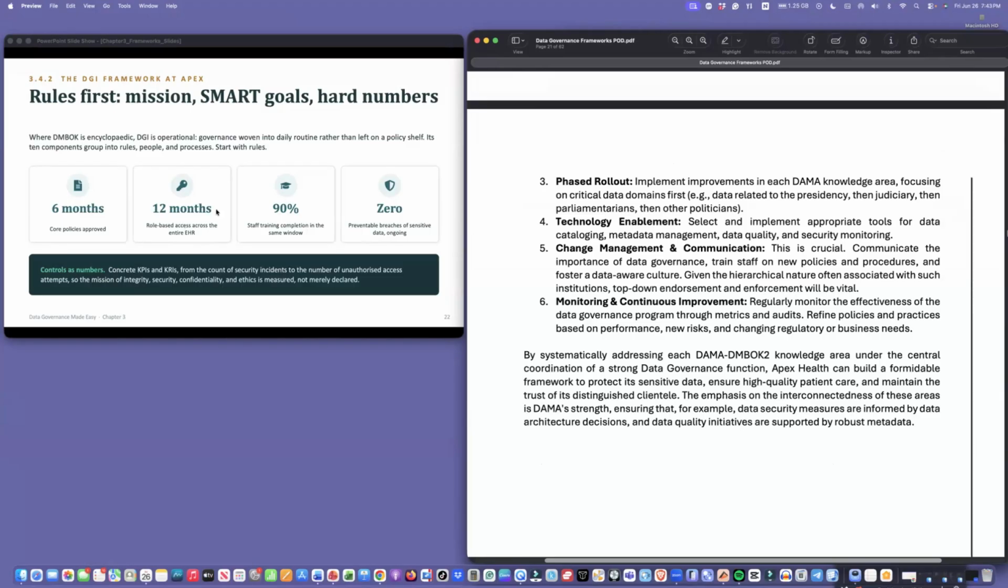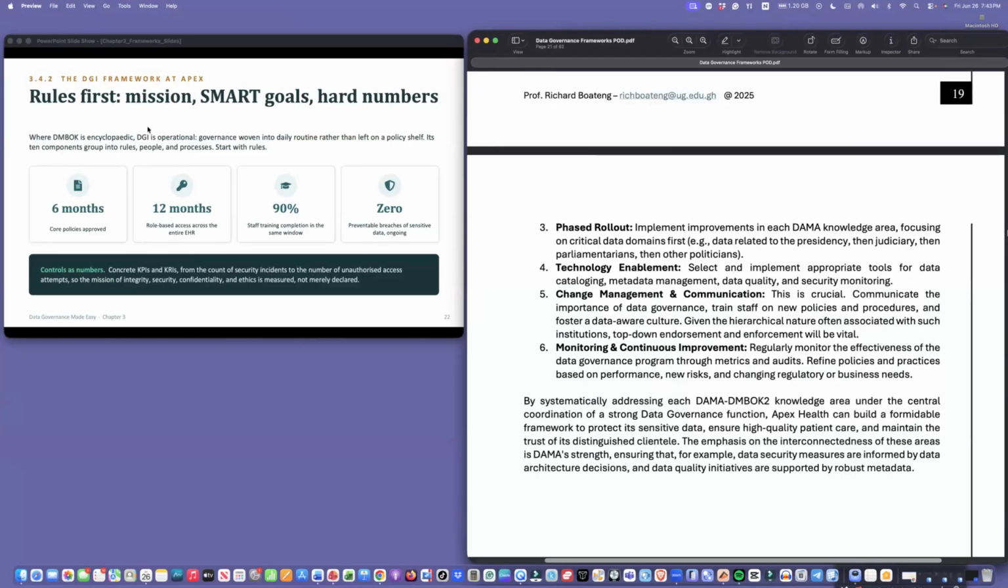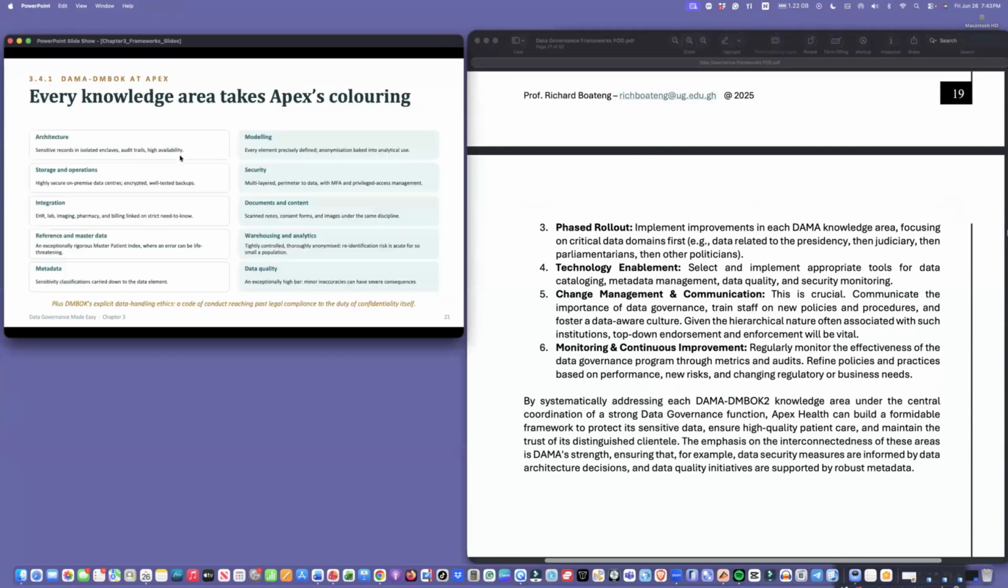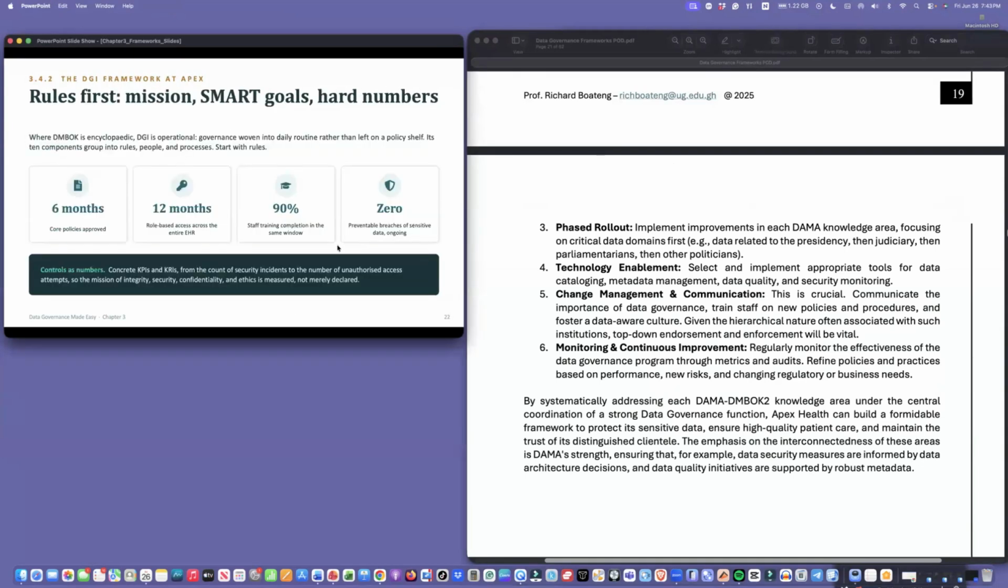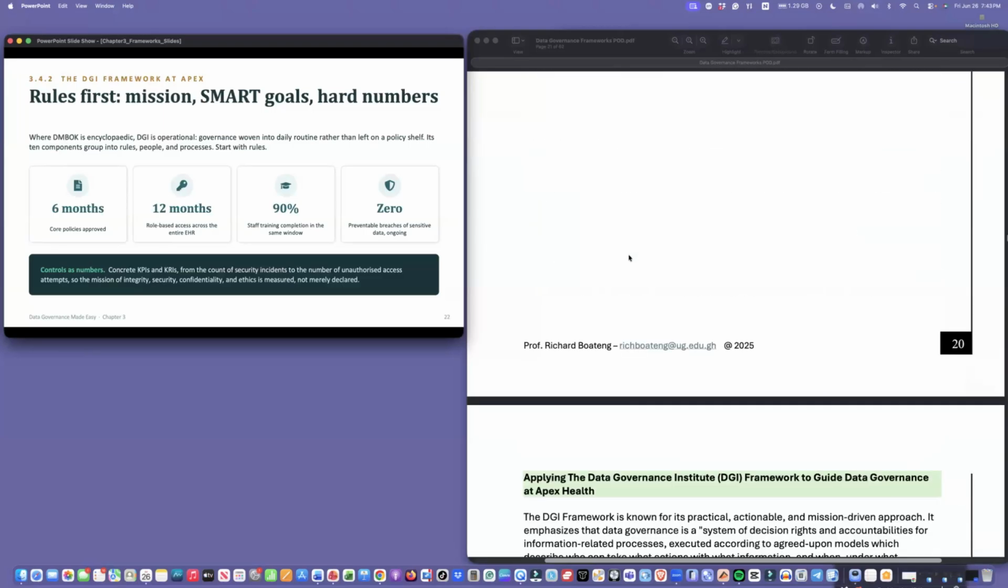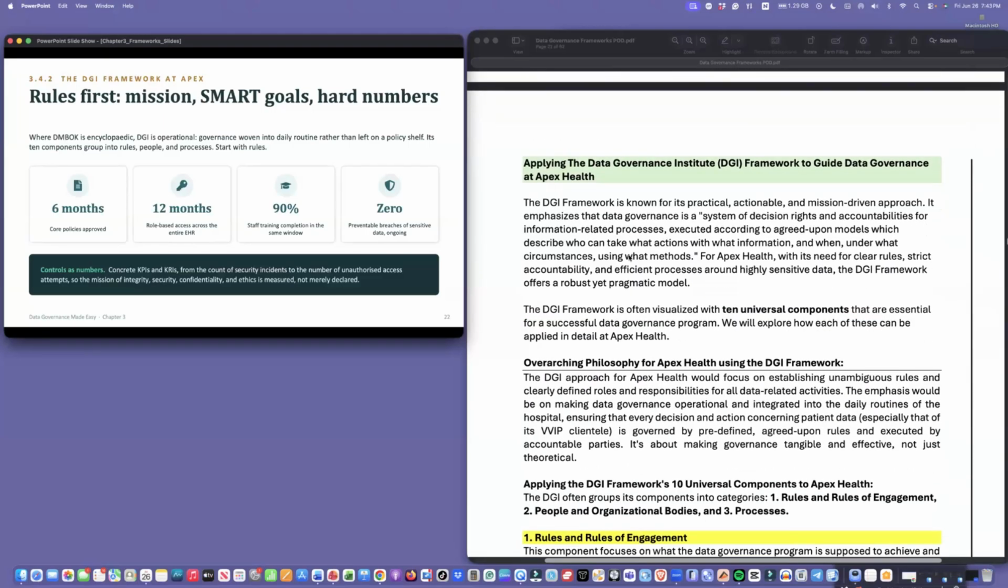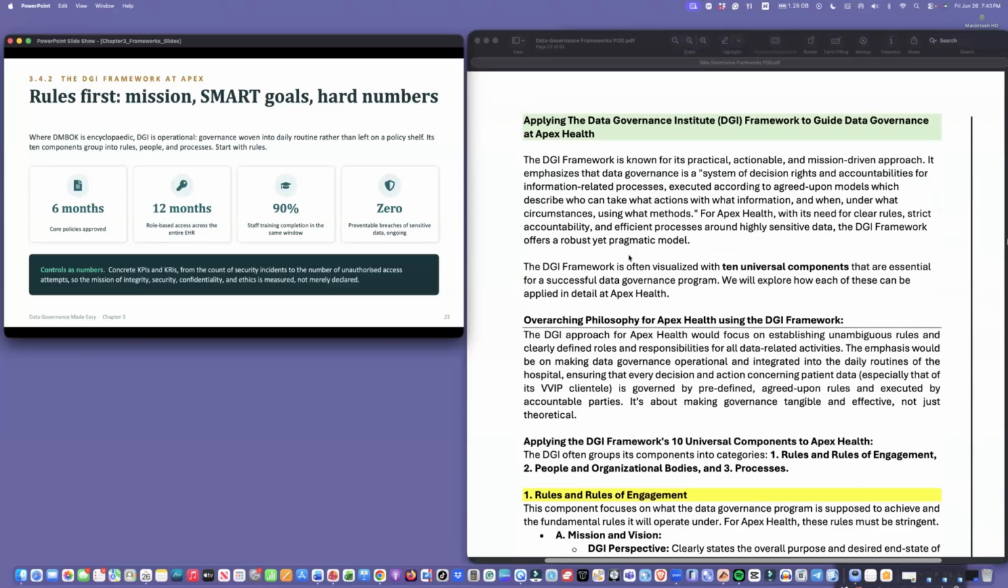Now, the DMBOK is very encyclopedic. DGI is more operational. So with the DGI, you're going to see us set up SMART goals and to see how we are going to achieve them. So from here, we are going to the DGI and then look at how we are going to use that one to do the same job here. DGI is known for its practical and actionable, mission-driven approach. So we are going to have 10 universal components that we are also supposed to adhere to.